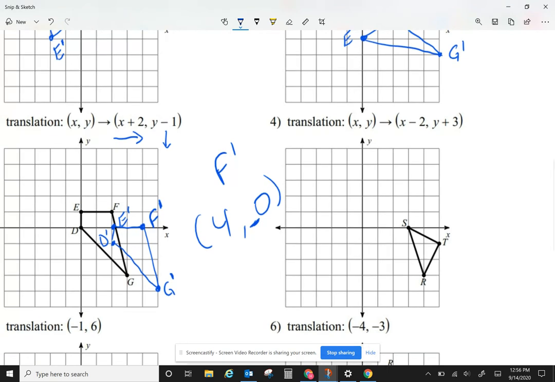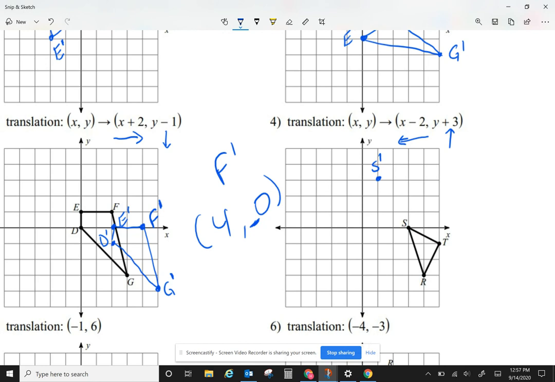Looking at question number 4, I'm going to be moving to the left. X minus 2, that means to the left. Y plus 3, that means up. So I'm moving everything 2 units to the left and 3 up. If I follow point S, let me go 2 to the left and 3 up. That gives me the coordinate S prime.